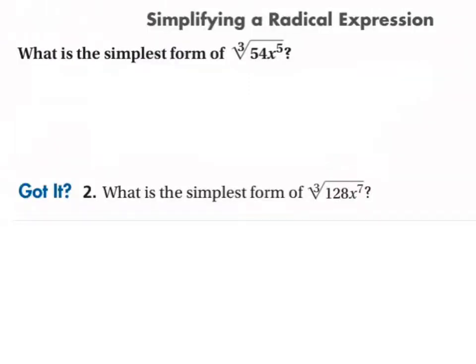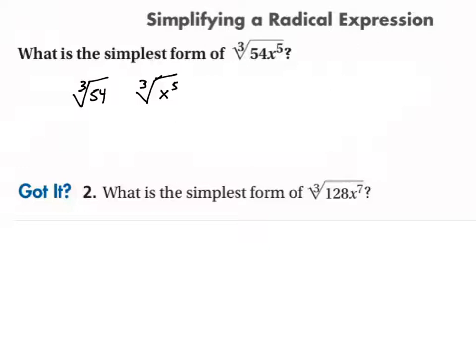Here it says, what is the simplest form of the cube root of 54x to the 5th? So now we're looking at simplifying radical expressions where it's not necessarily a perfect cube or perfect 4th root, so we're going to have to manipulate the expressions a little bit. We're taking the cube root of 54, which isn't a perfect cube, and we also have the cube root of x to the 5th. So we're going to break this apart. Let's just start with the 54.